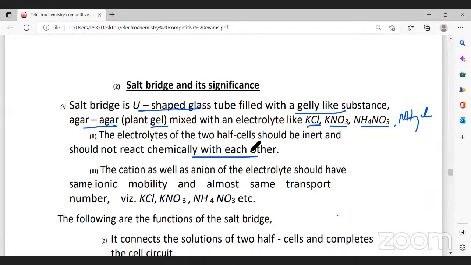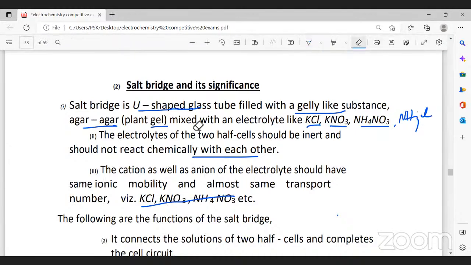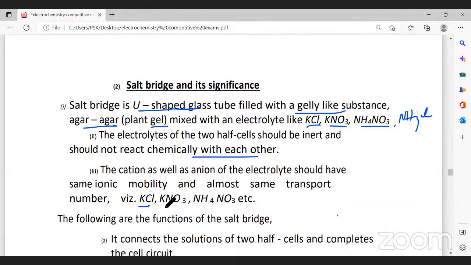That means zinc sulfate and copper sulfate should not react. The cation as well as anion of the electrolyte should have the same ionic mobility. I told you these all have what? Same ionic mobility. That is why we are using only these three. K+ will move at the same speed as Cl-, and K+ will move at the same speed as NO3-. Ammonium ion will move at the same speed as nitrate ion. Therefore, we are using the salt bridge.